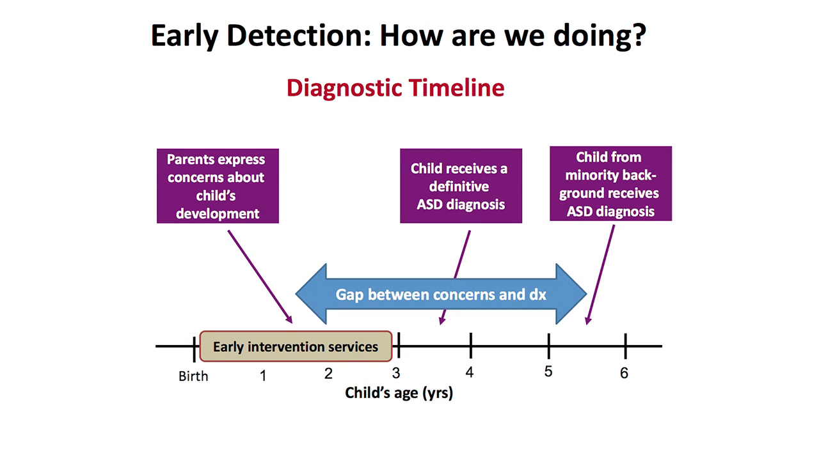So one of the most consistent findings in the literature for at least the past 20 years is that parents express concerns about their child's development at an average age of 17 to 18 months. According to the CDC, and actually it's later than this, but I couldn't put it any later. The average age at which a child receives a definitive diagnosis is about 3.5 to 4, unless you happen to be from a minority background, and then it's between five and six. So obviously this is problematic.